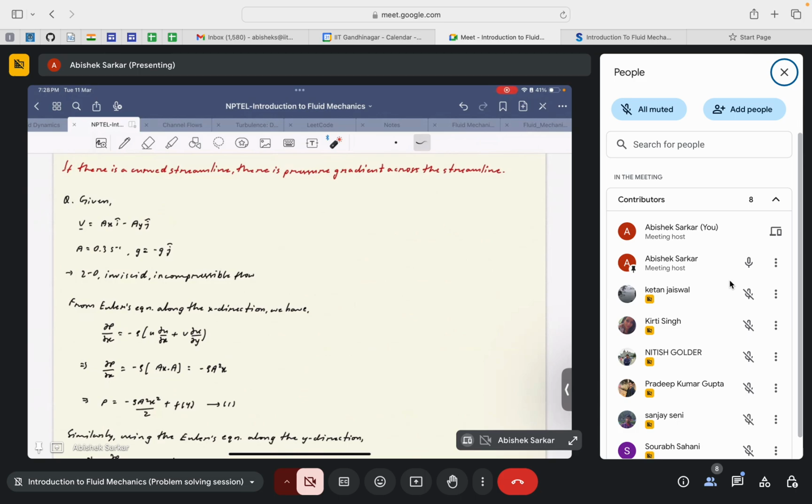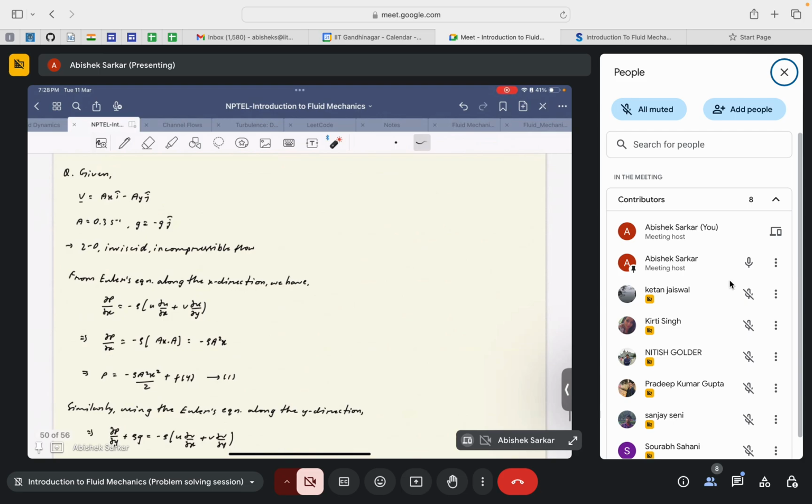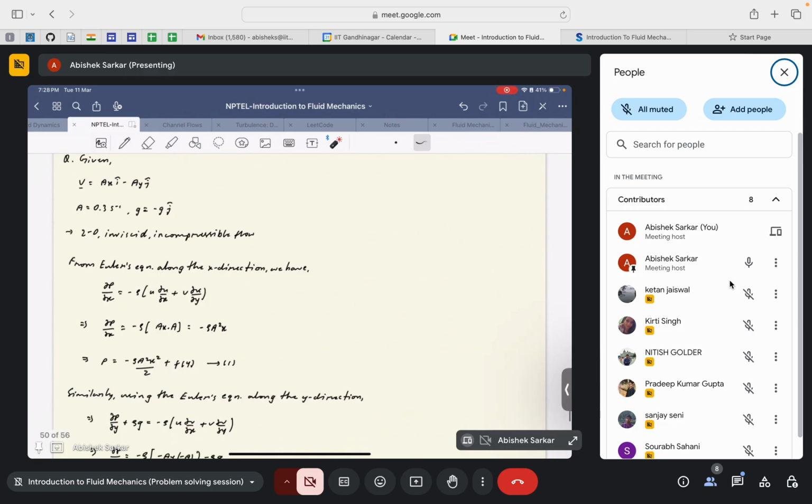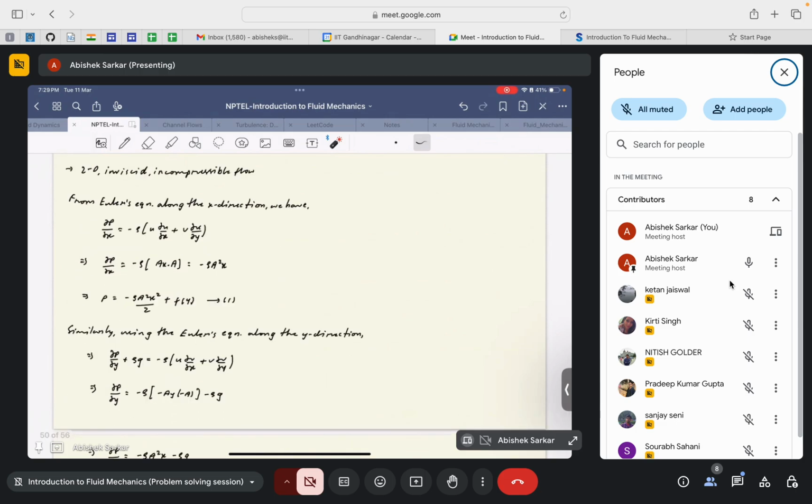So we start with Euler's equation of motion along the x direction. We have dou P by dou x is equal to minus rho times U dou U by dou x plus V dou U by dou y. I have neglected the unsteady term because the velocities are not depending on time, so I have just disregarded the unsteady term in both the cases, just to not be confused. Then just substitute the value of U and V here, so you will find that this term is 0 because U is only a function of x, right? So we are left with dou P by dou x is equal to minus rho A x times A, because dou U by dou x would be A. Once you integrate it, you will be left with P is equal to minus rho A square x square by 2 plus some function of y.